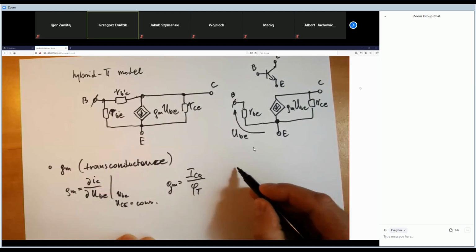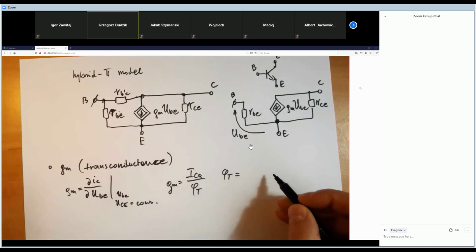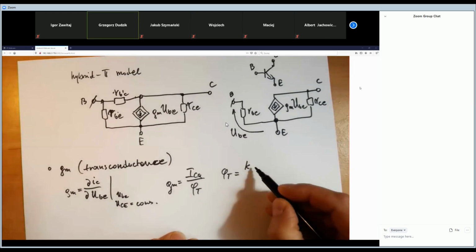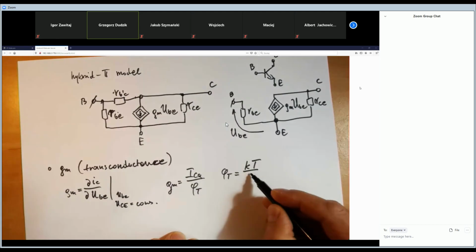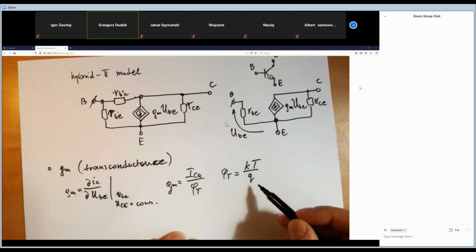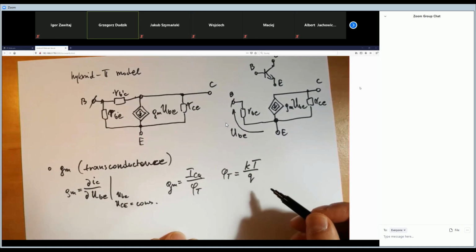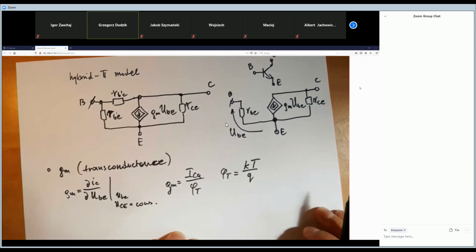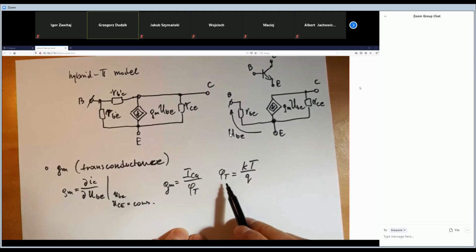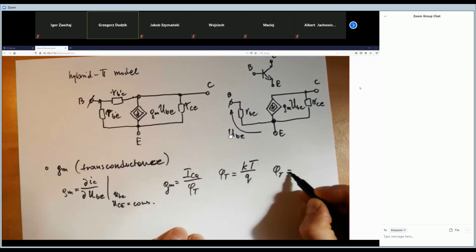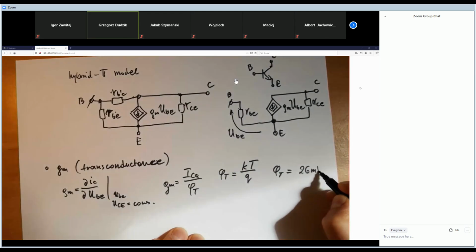The phi t is the thermoelectric potential, which is calculated like that. This is the Boltzmann constant times temperature over Q, where Q is the charge of the electron. So how much is it? For room temperature, phi t is around 26 millivolts.